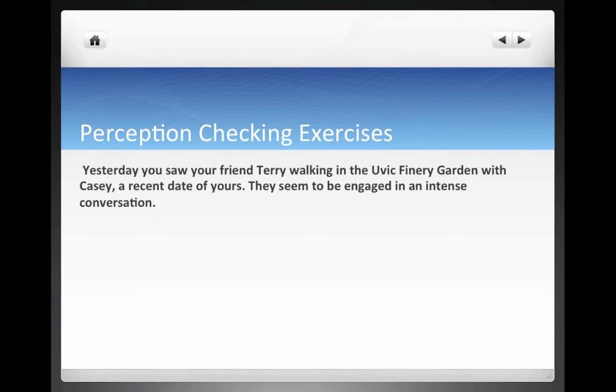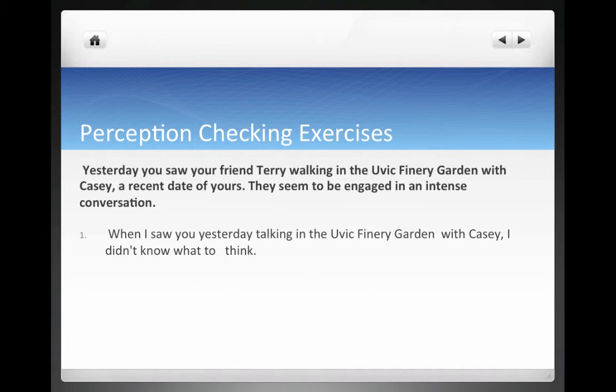Okay, I hope you wrote down your answer somewhere. Let's practice the 3 steps of perception check on this scenario. The first step was to describe clearly the behavior. And this is how it goes. When I saw you yesterday in the UV Infinity Garden with Casey, I didn't know what to think.